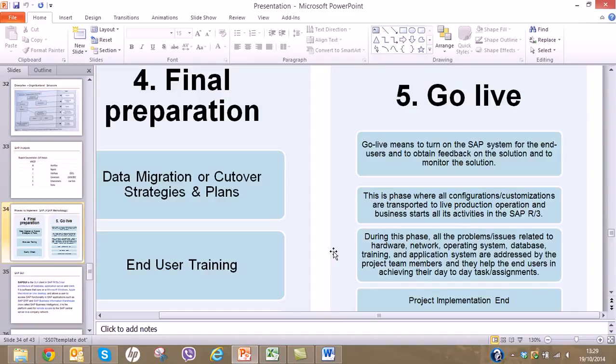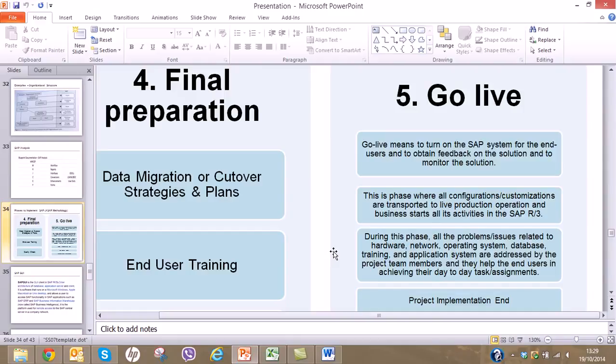The next paragraph: this is the phase where all configuration or customization are transported to live production operation, and business starts all its activities in SAP R3. During this phase, all the problems or issues related to hardware, network, operating system, database, training, and application system are addressed by the project team members, and they help the end users in achieving their day-to-day tasks or assignments.